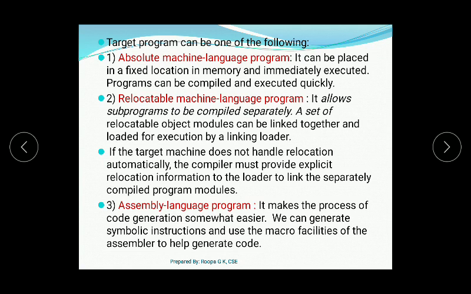Then the second target program can be a relocatable machine language program, exactly opposite to absolute. It can be relocatable. Once the program is loaded into the memory for execution, we can change the memory address. It allows subprograms to be compiled separately. Now one more thing, we can divide the program into many simple programs or subprograms, and they can be compiled separately. So after compilation, they will have the result.